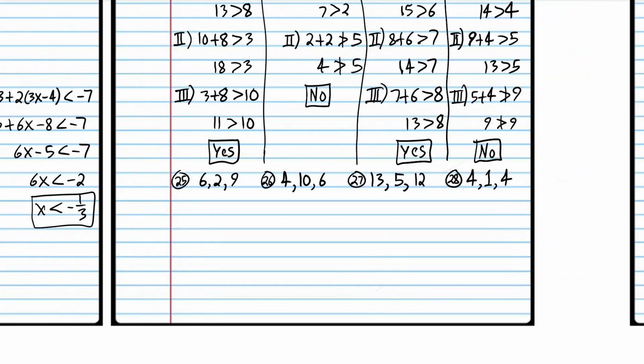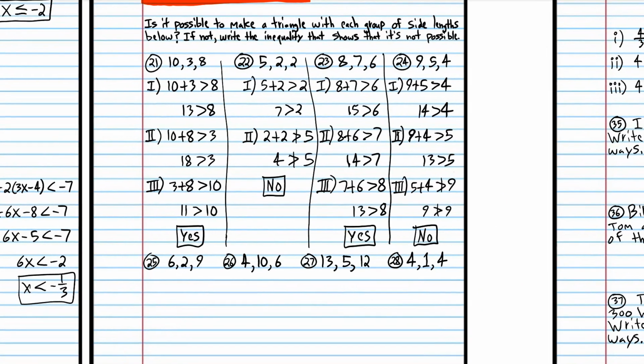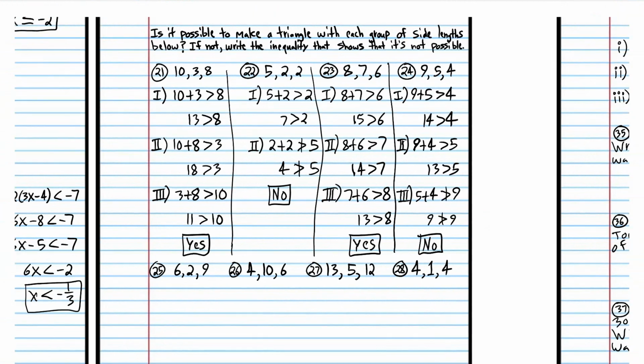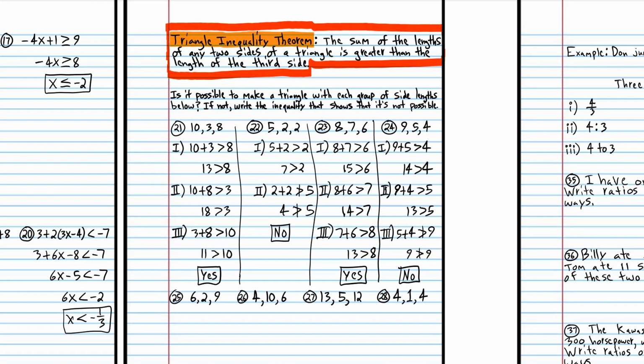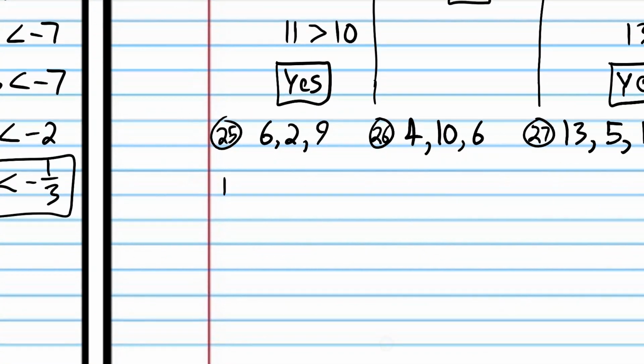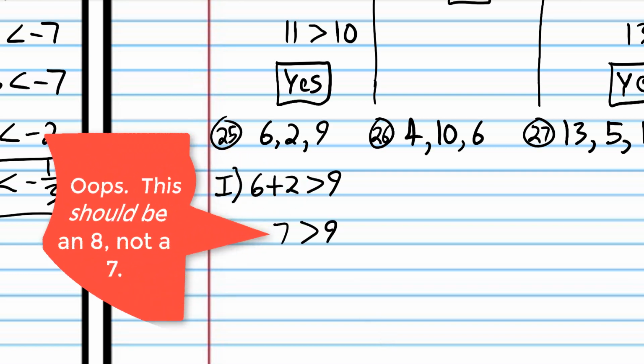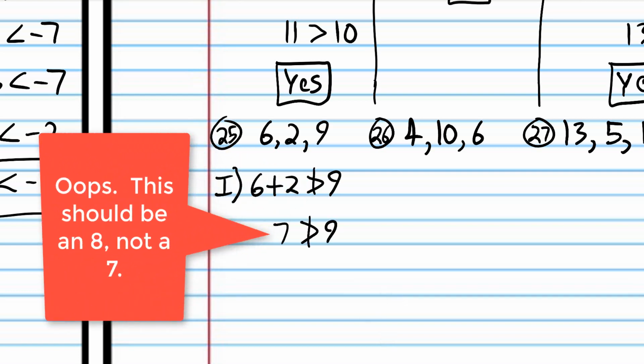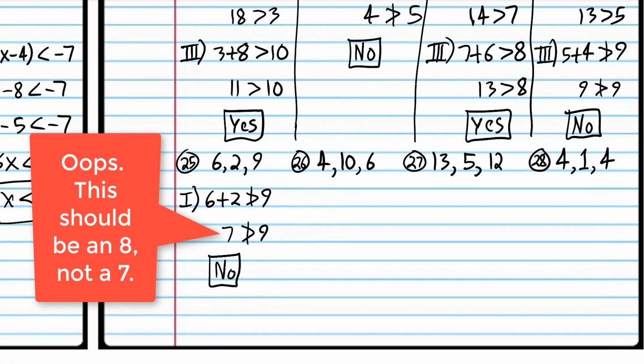All right, so now it's time for you to try. Go ahead and try number 25, and when you come back, we'll do it together. All right, we're back. So let's do our inequalities. 6 plus 2 must be greater than 9. Is that correct? No, it is not. Well, we're done. You can't make a triangle with those sides, so that was an easy one.